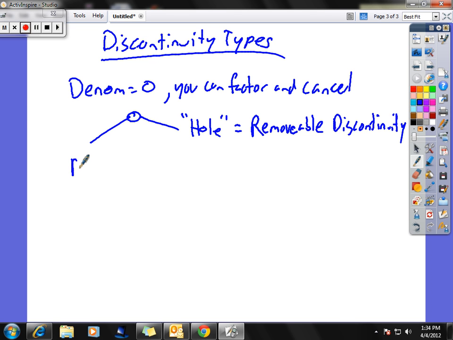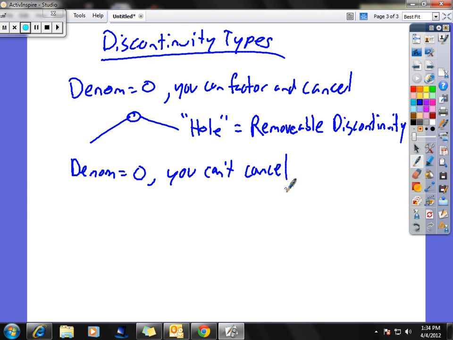Now, if the denominator equals 0, and you can't cancel, because you might be able to factor, but let's say you can't cancel it, we've seen these before. What do you have when you get 0 in the denominator of anything that you can't cancel? A black hole.